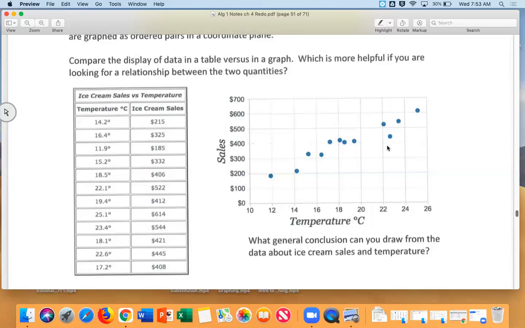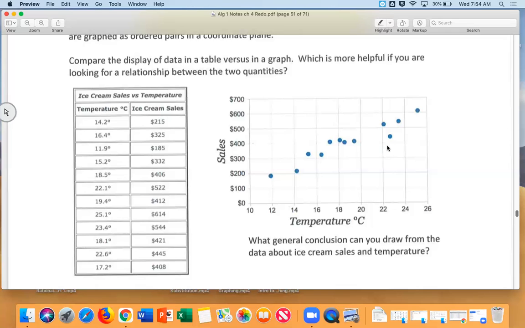Now, as the temperature increases, the more ice cream I am probably going to sell. Does everybody see this point right here? It doesn't seem to fit in line with what Andrew was talking about. If we make that line, this point's below the line. Do you see what I'm talking about?